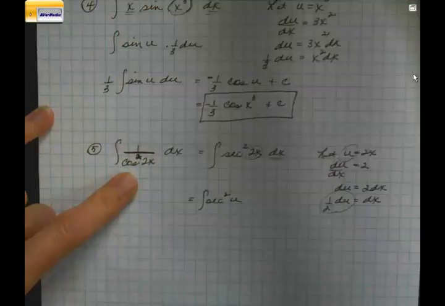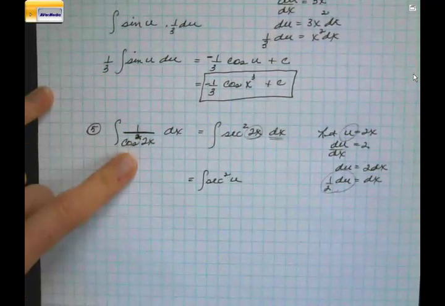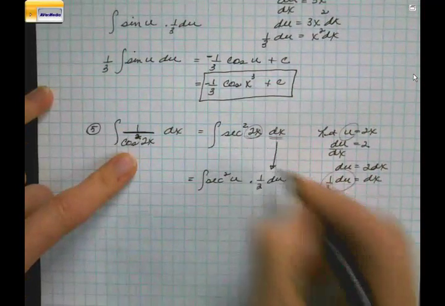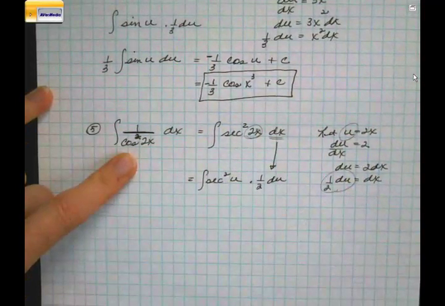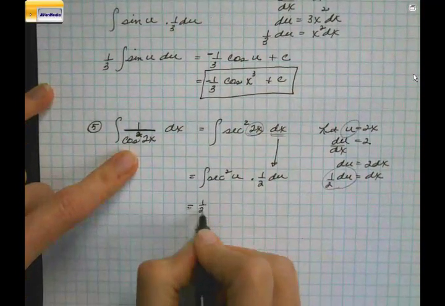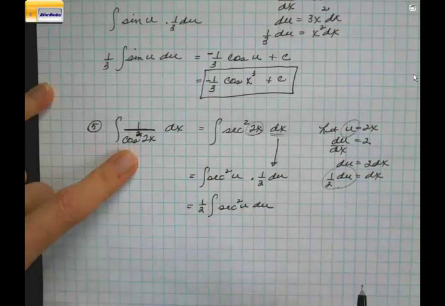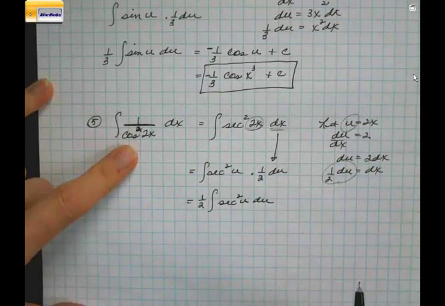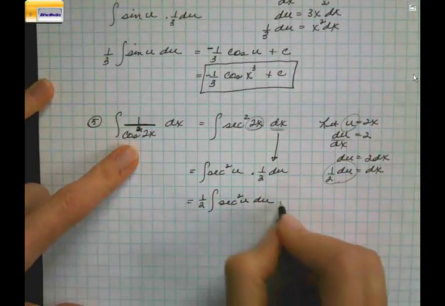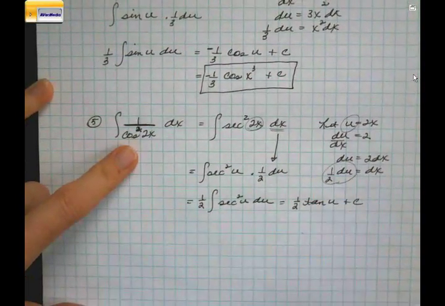This is really not focusing well. Secant squared u, and then dx is replaced by 1/2 du. Or in other words, this is 1/2 the integral of secant squared u du. And now we got it made, because the integral of secant squared u is tan u. So this is 1/2 tangent u plus c.